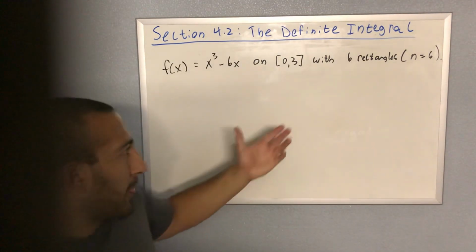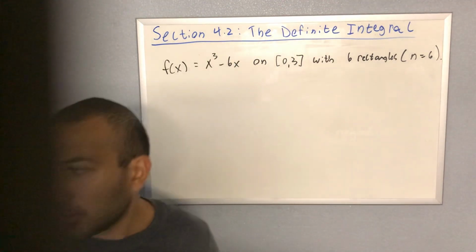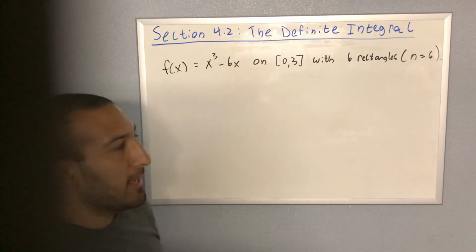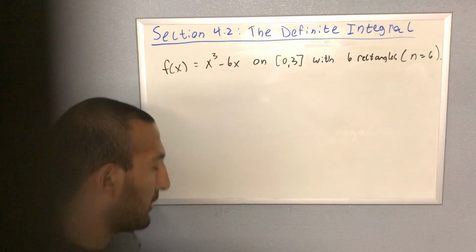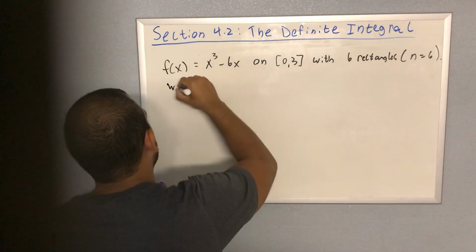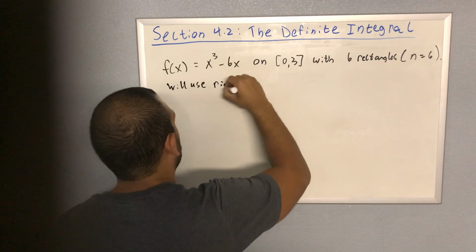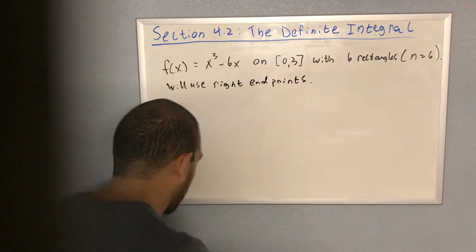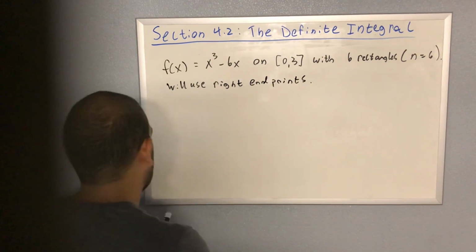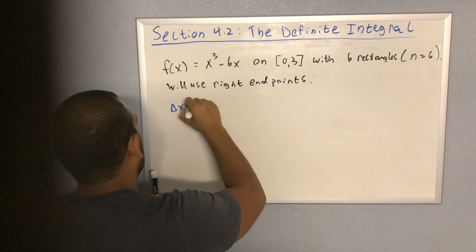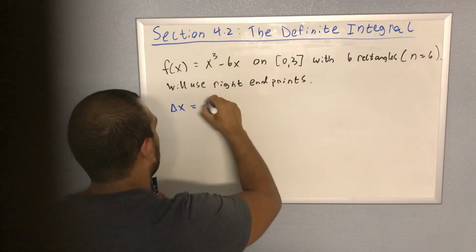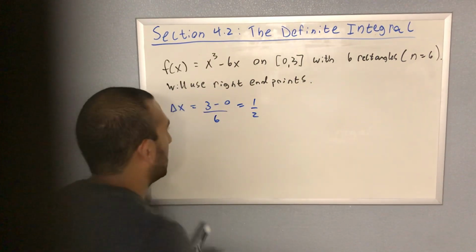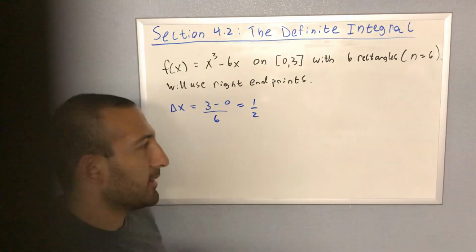So the question is, what kind of sampling should we use? Should we use left endpoint, right endpoint, whatever? The book uses right endpoints in this example, so for the sake of helping you guys follow along, we'll use right endpoints. Okay, so what does that mean? So remember, the trick was you're going to find delta x first, which was b minus a, so 3 minus 0 over n, 6. So we know that the width of each rectangle is a half in this case.